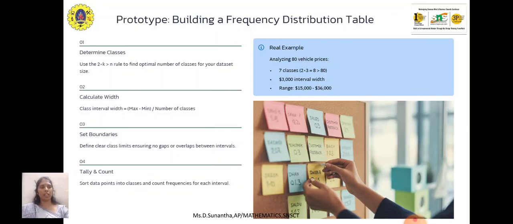Here is an example in which 7 classes, 2^7 is equal to 128, which is greater than 80. Next, $3,000 interval with $3,000. Range is $15,000 to $36,000.